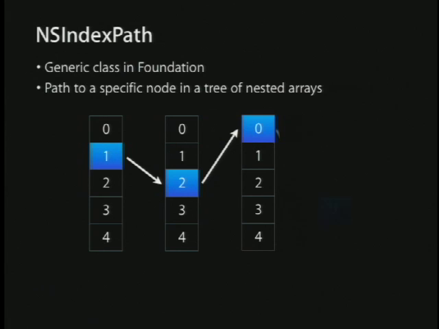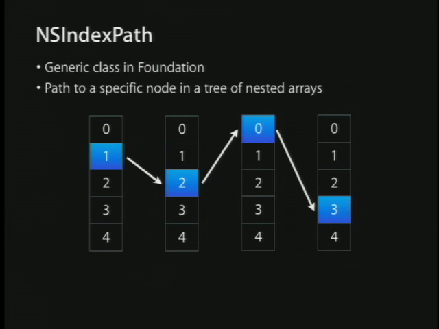There's one class we have to talk about before we can actually use this, and this is another class provided by the Foundation framework. And we've been talking about the Foundation framework all along. It's the thing that provides NSArray, NSDictionary, all these base objects. There's another one we haven't mentioned, and that's NSIndexPath. It's actually just a generic class in Foundation that provides basically a path to a specific node in a tree of nested arrays. You know, that's kind of a weird way to say it. Effectively, it's basically an array of integers.